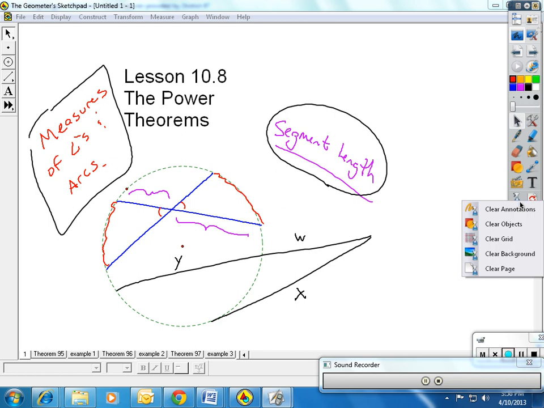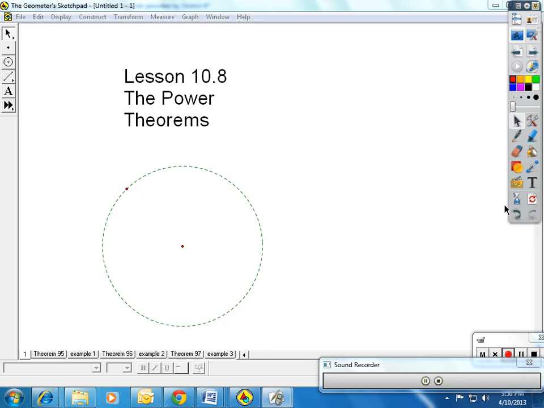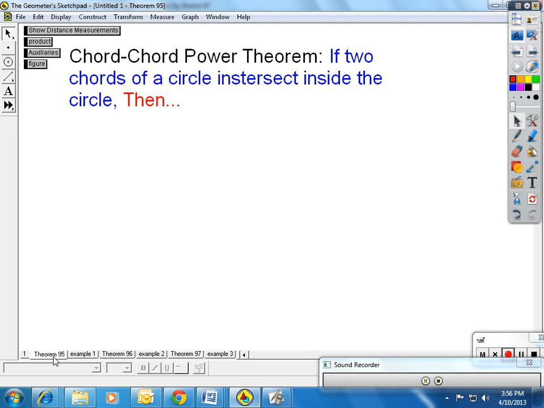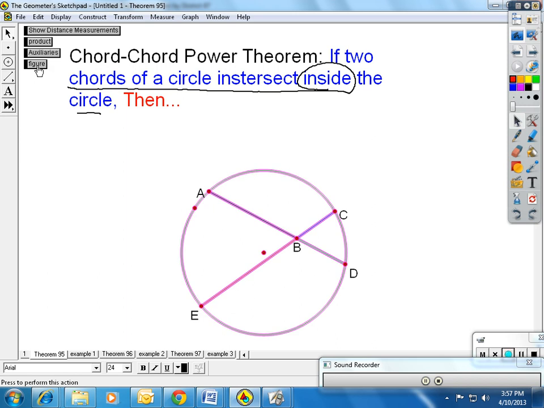So we'll start with the first theorem, Theorem 95. Again, in your pink booklets, you should be recording these. This is called the chord-chord power theorem. So immediately be thinking, what is a chord-chord? If two chords of a circle intersect, it is important that you're able to digest the statement. If two chords of a circle intersect inside the circle, what is that going to look like? Imagine it. Is this what you were imagining? Hope so.